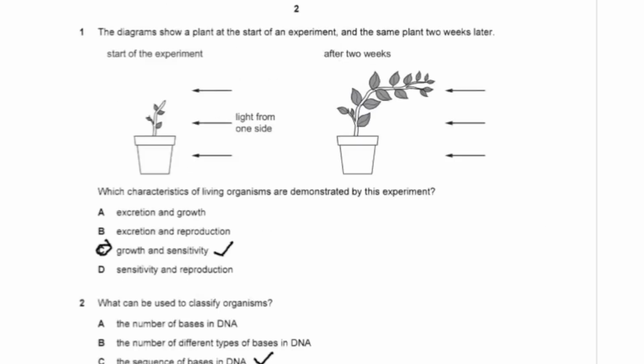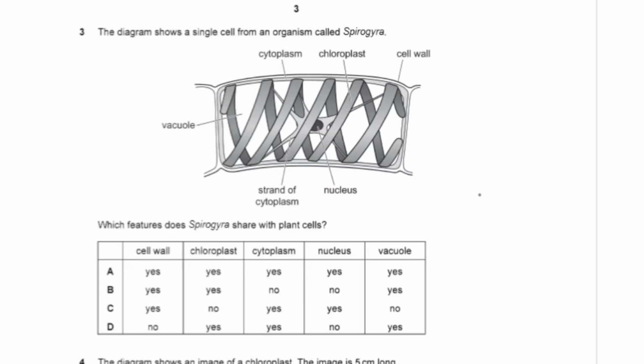Moving on to the next question. The diagram shows a single cell from an organism called Spirogyra. Which feature does Spirogyra share with plant cells? If you look at it very well, a plant cell has a cell wall and some other organelles. So let's pick them one after the other.